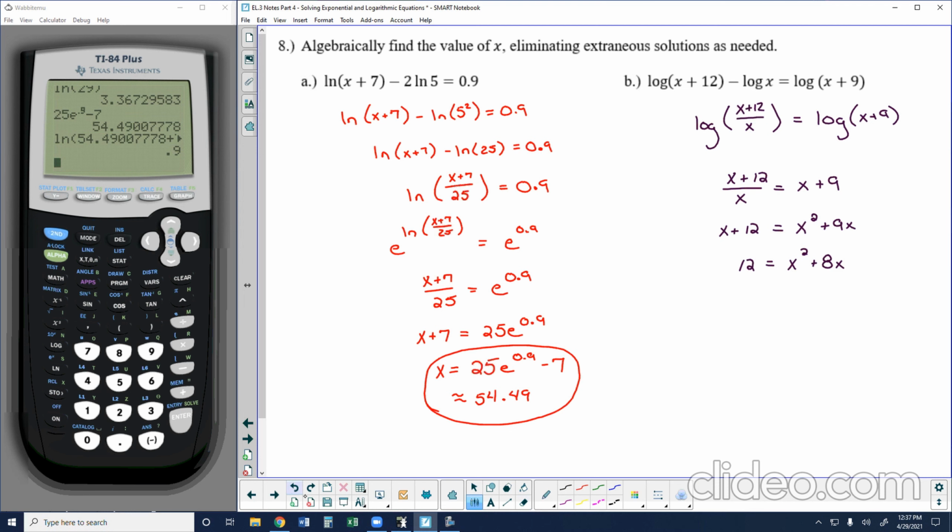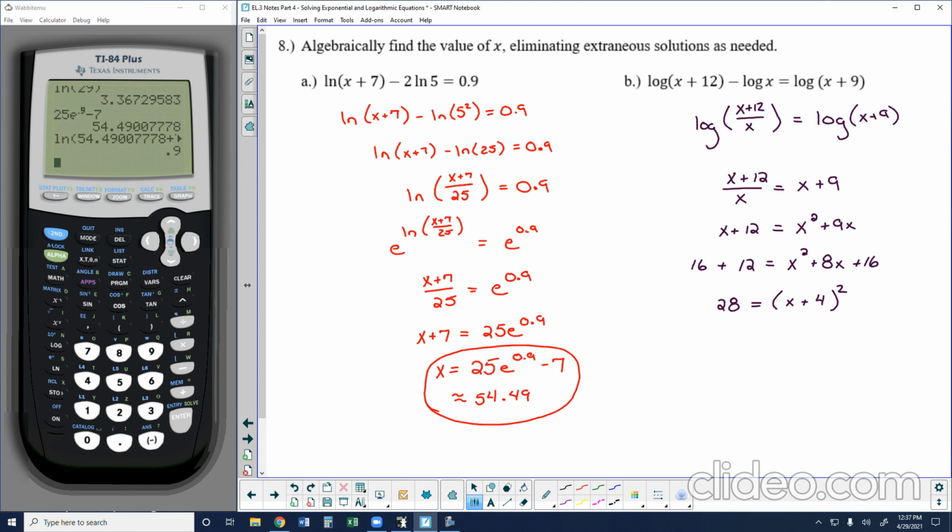So I'm going to add 16 to both sides. This would give me 28 equal to x squared plus 8x plus 16, which we know, or should know, can be factored into x plus 4 and x plus 4, or x plus 4 squared. In this case, I can square root both sides.